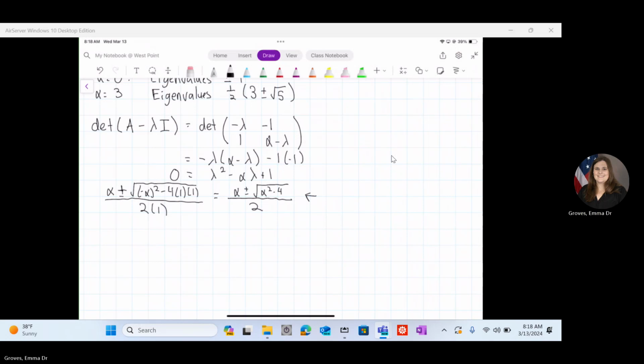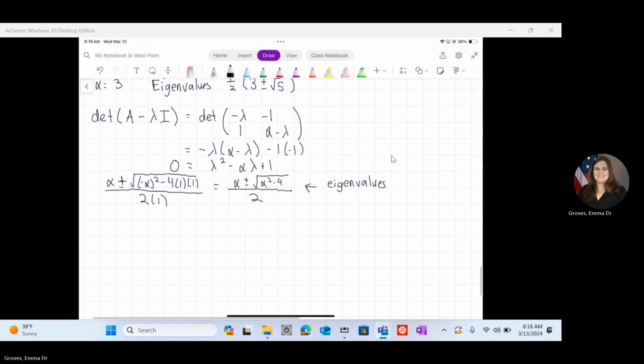Okay. That's my eigenvalues for the system. Can't simplify it anymore. So that's what we've got. Okay. Can you make any conclusion about if these eigenvalues are going to be imaginary or complex? Those are the same thing.